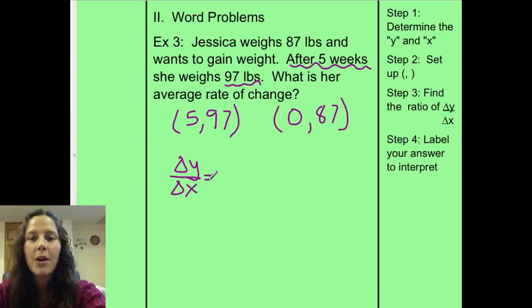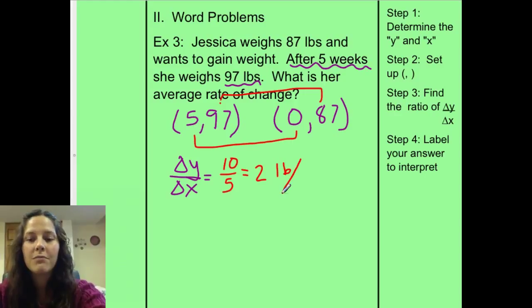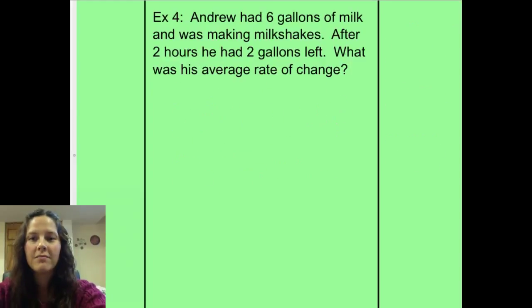So we can think about how her weight changed. She started at 87 pounds and went up to 97 pounds. So that was an increase of 10 pounds. How did the time change? She started at 0 weeks and went up to 5 weeks. So our rate of change, when we put that in simplest form, is 2. What did the y value represent? Pounds. What did the x value represent? Weeks. So she had a rate of change of 2 pounds per week.